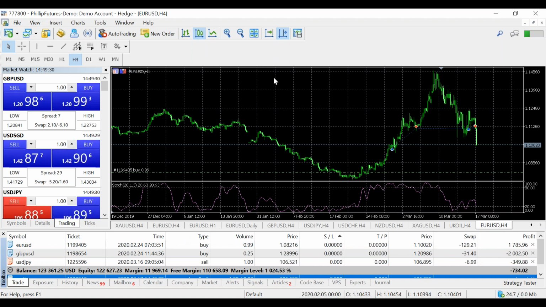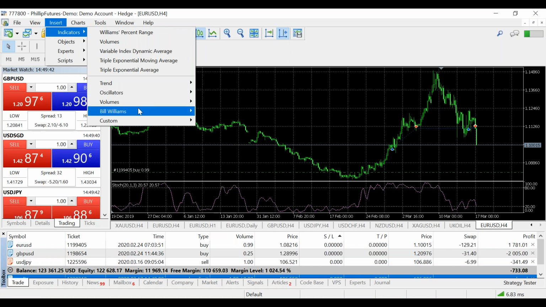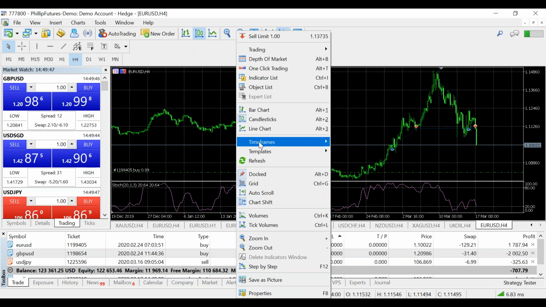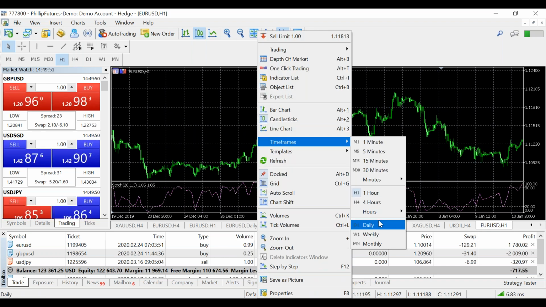Okay, I'll just finish up on the platform demonstration before I take some questions from the audience. Basically, if you want to insert your indicators, it'll be right here. You can choose different indicators. Otherwise, right click and then you can change your time frame to maybe a 1 hour or a daily chart.